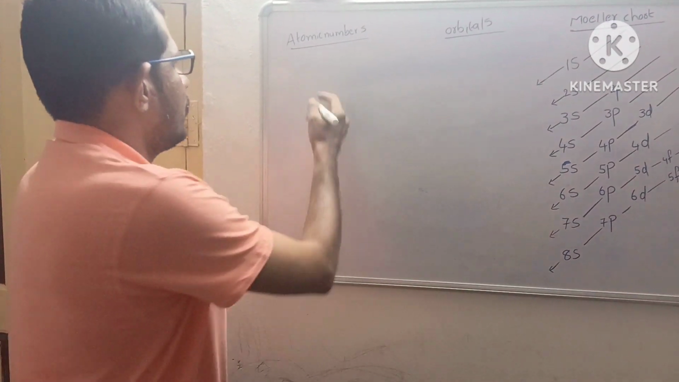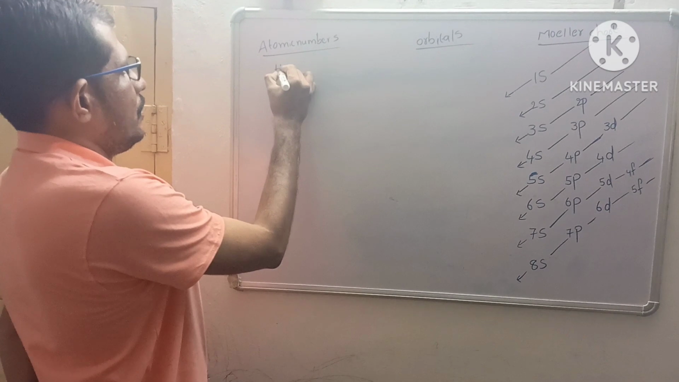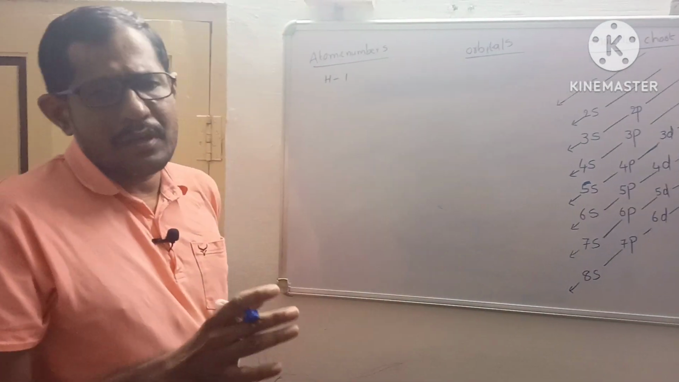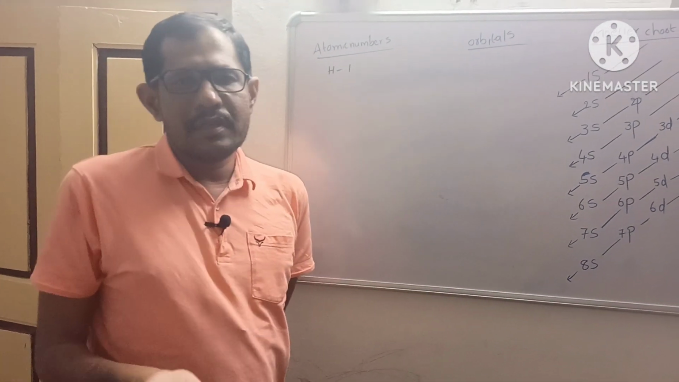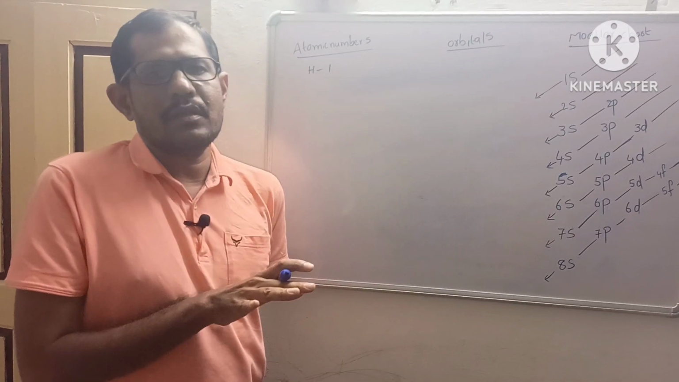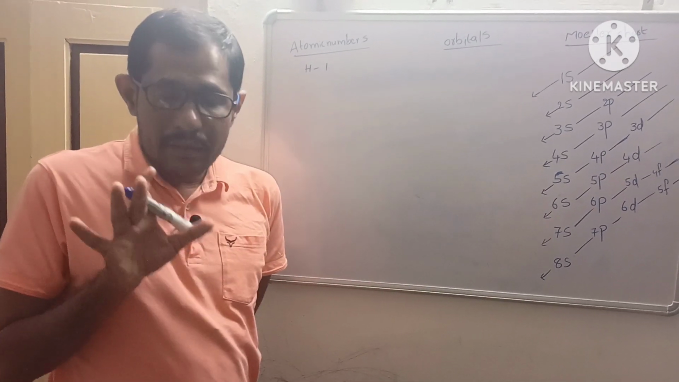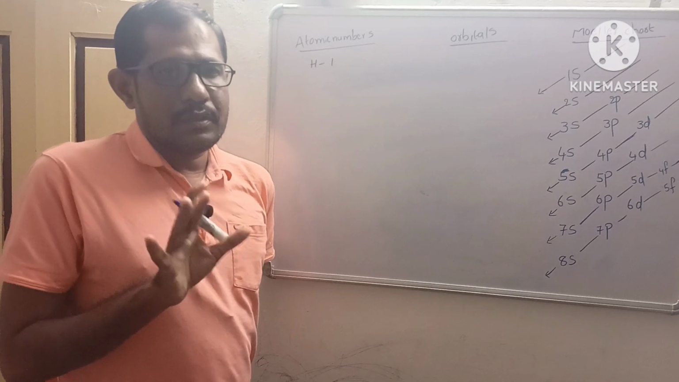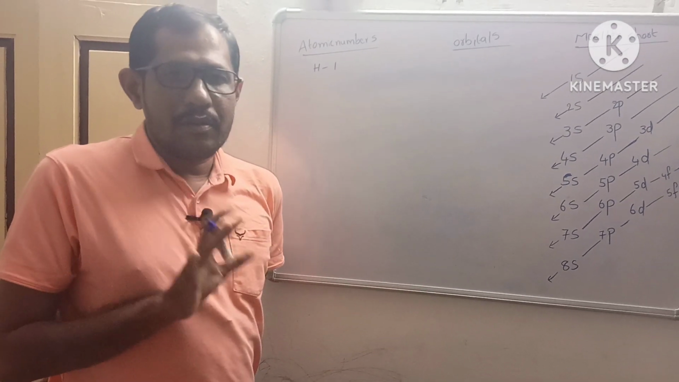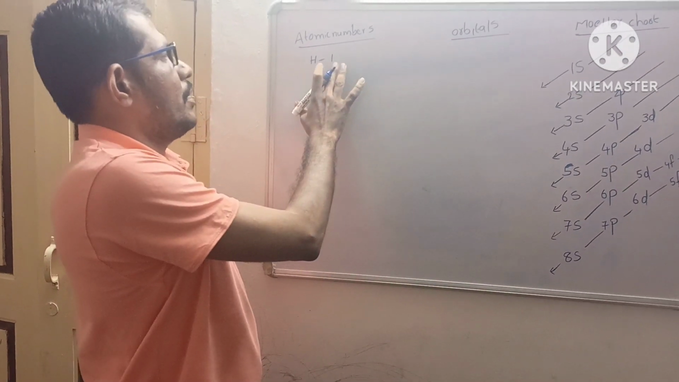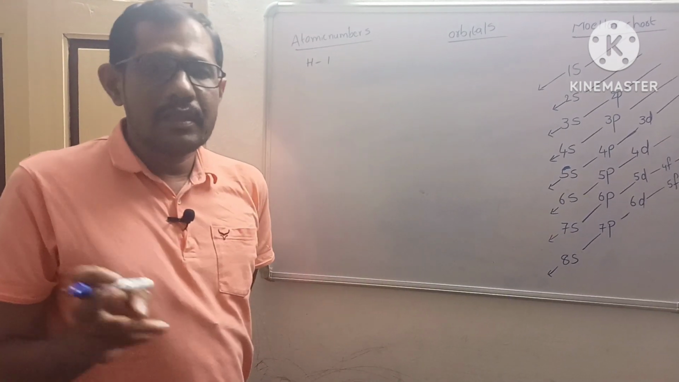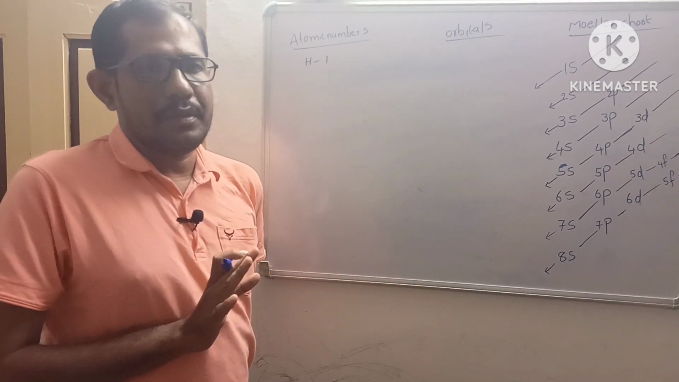First I will write the atomic numbers. Hydrogen is 1. What atomic number and molecular weight mean, we will discuss later. This class, just focus on how to write the electronic configuration. So first, the atomic number: hydrogen is 1. For each element there is a unique atomic number.